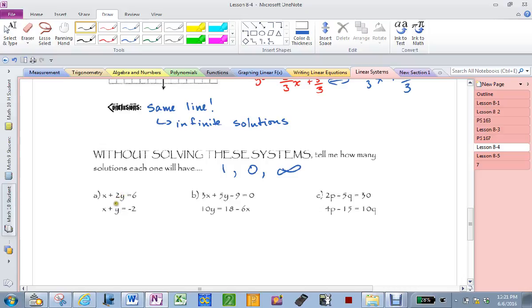First one's pretty easy, yeah? y is already by itself, so you don't have to divide x by anything. So this guy's slope is 1. This guy's slope is 1/2, because 1's got to divide by 2 to get rid of the y, yeah? So they have different slopes. So how many solutions? One solution, because they have different slopes.